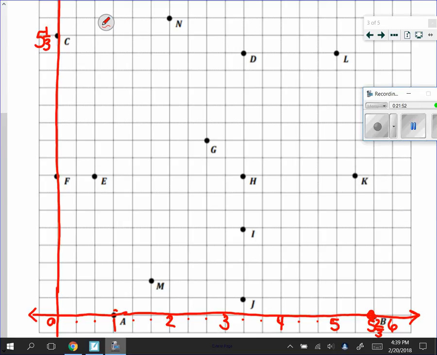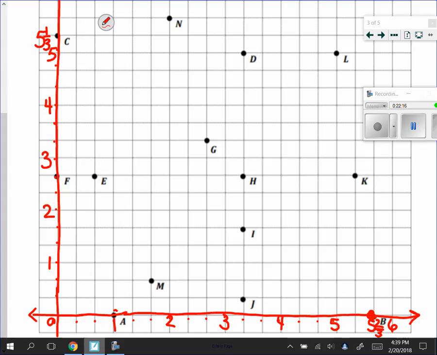And now I need to do my y-axis too. 1, 2, 3, there's 1. 1, 2, 3, there's 2. 1, 2, 3, there's 3. 1, 2, 3, there's 4. 1, 2, 3, there's 5, and then there's 1/3. It's right where it's supposed to be.